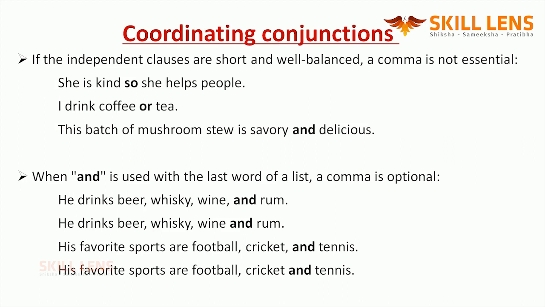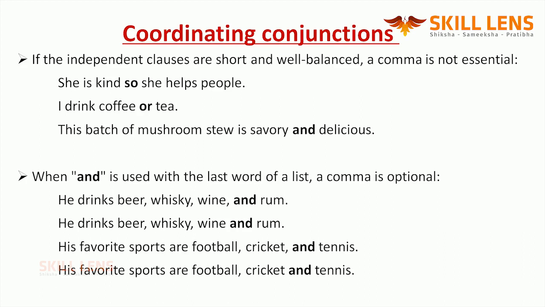She is kind, so she helps people. I drink coffee or tea. This batch of mushroom stew is savory and delicious. When we use and in our sentences, right? And is a conjunction we use to add ideas, right? Or information. Okay. Now when we use and to form a list, a comma at the end of it is optional, right? Let's look at the two pairs of sentences here we are talking about.